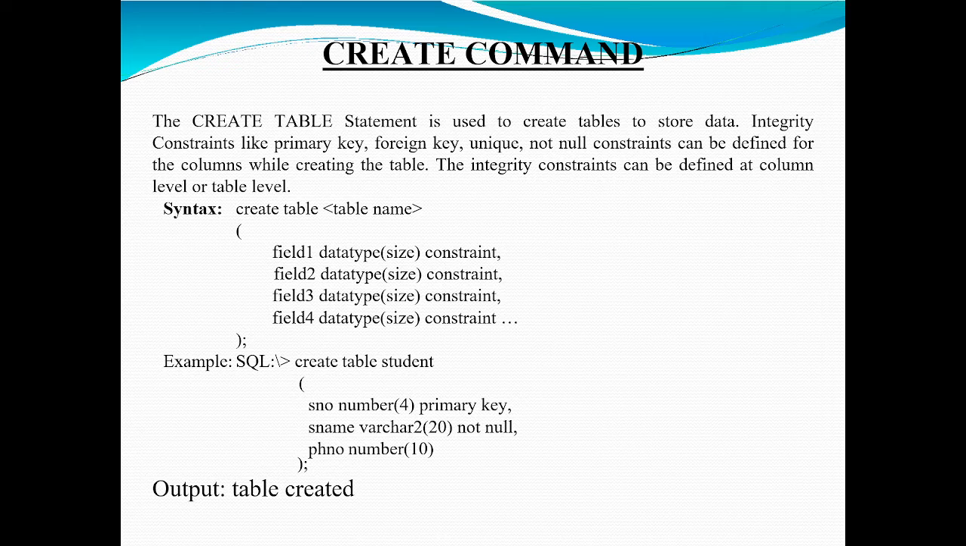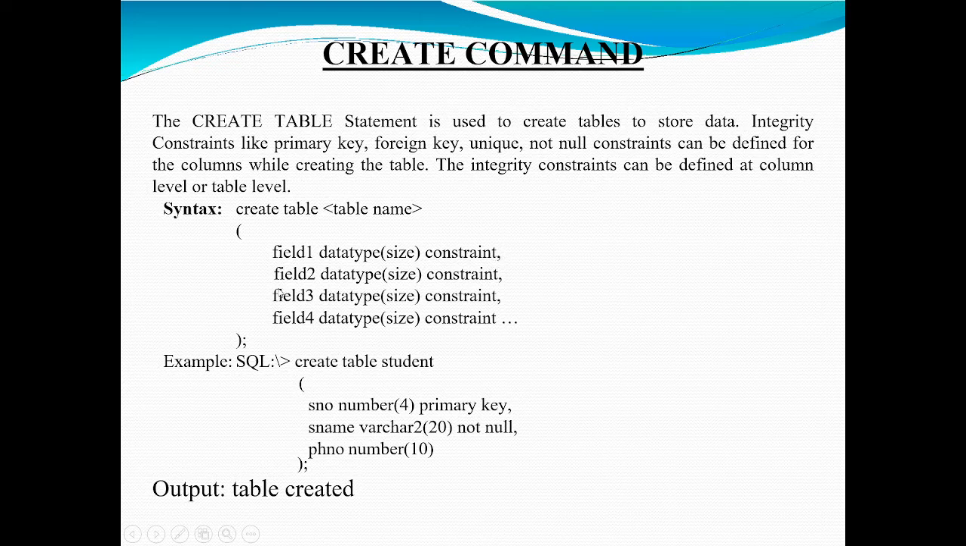Now let us look at the syntax of the create command in a simpler way. The syntax of the create command is create, and there should be a keyword called table. Then comes the table name and brackets begin. Within these brackets, we are going to present the list of fields, that is list of columns. So column 1 or field 1. Immediately after the specification of the column name, you are going to specify its data type with its size. And if you want to give any constraint, the constraints should be specified at this place.